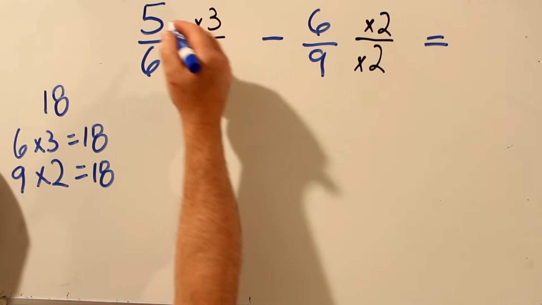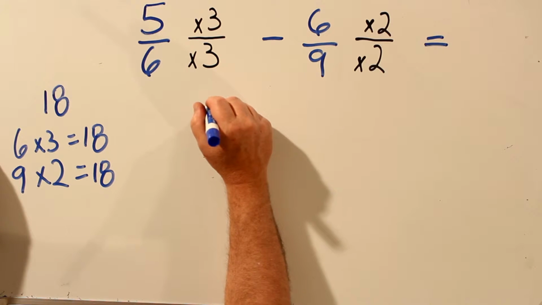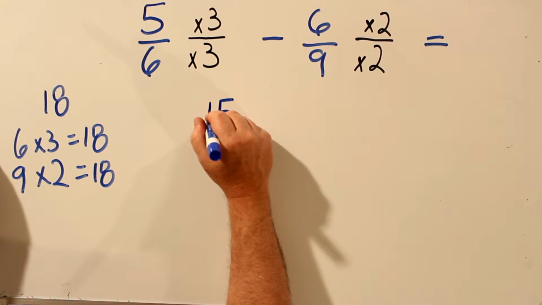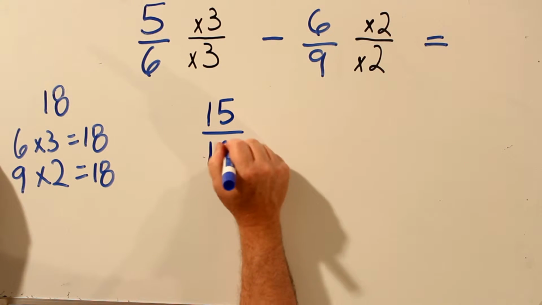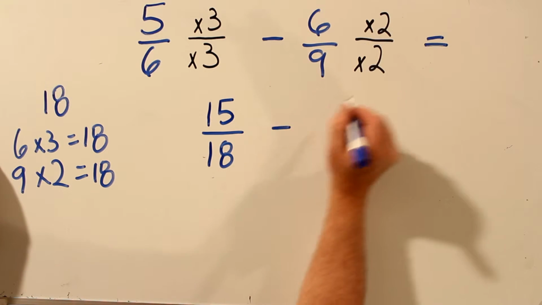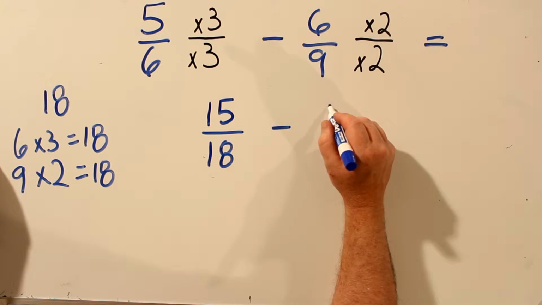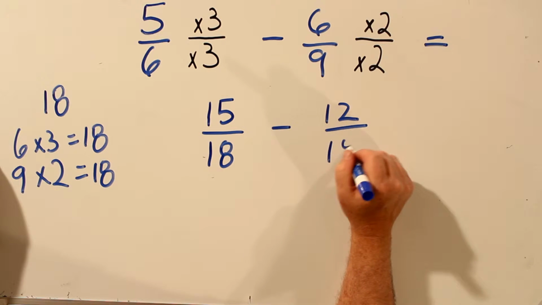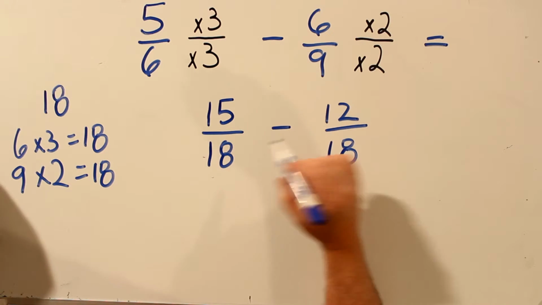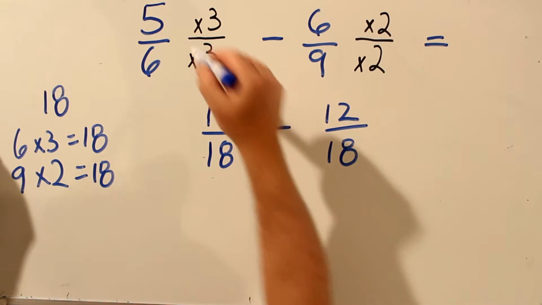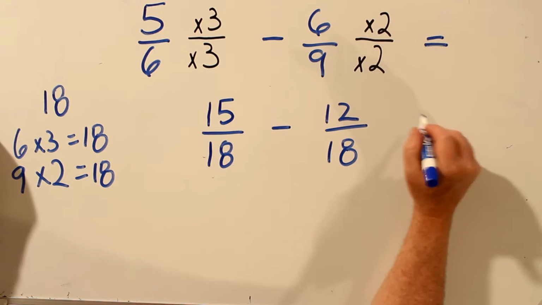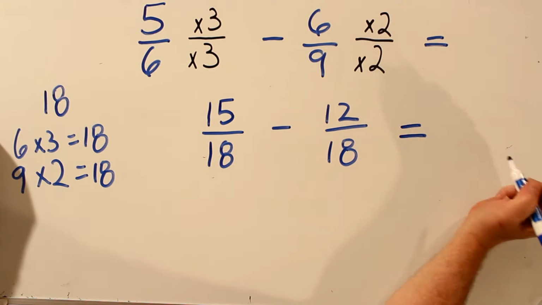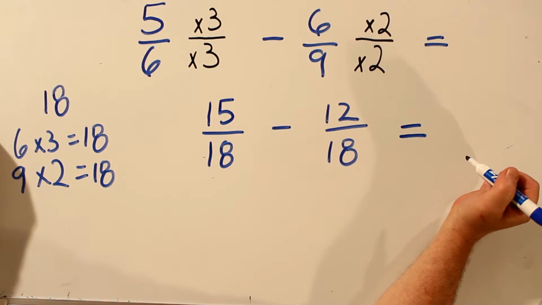Let's do our multiplication now. 5 times 3 is 15. And 6 times 3 is 18. And over here we have 6 times 2, which is 12. And 9 times 2, which is 18. So notice now the fractions are the same value, but they have 18 as the bottom number. And since they're both 18, we can subtract them.